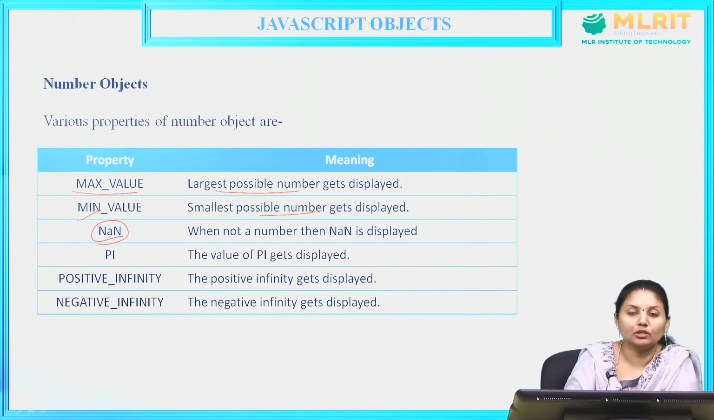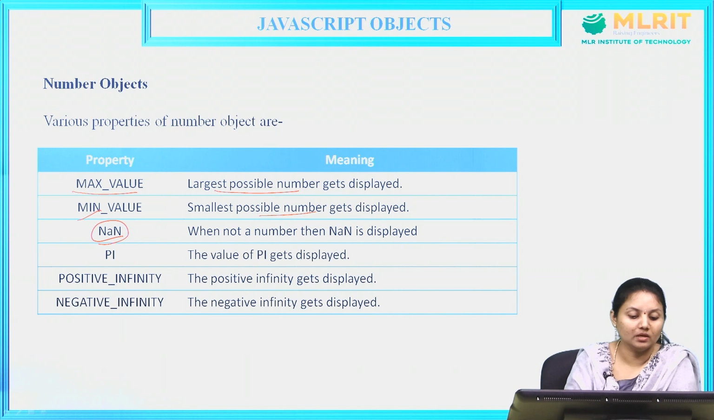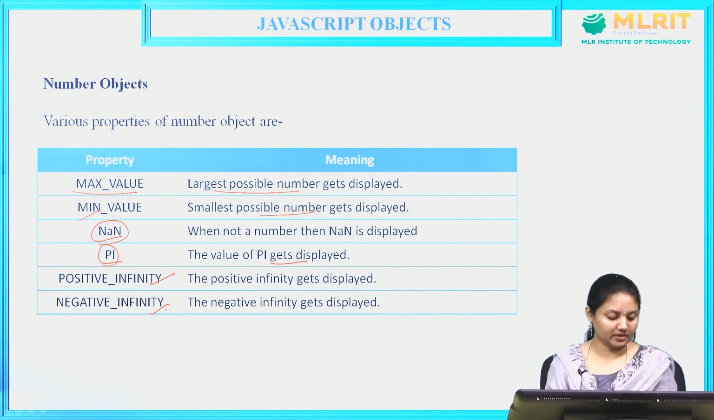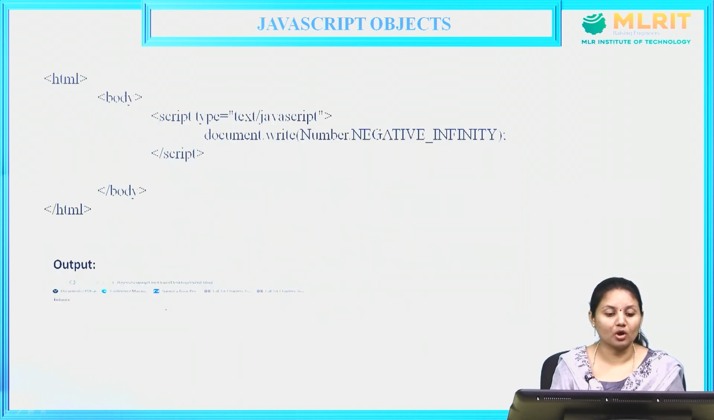NaN is nothing but not a number. So when the input given is not a number, in that case NaN will be displayed. Pi is the value of pi, which gets displayed. Positive infinity and negative infinity will also get displayed. So these are a few of the Number object properties we have. So how do we access the Number object?